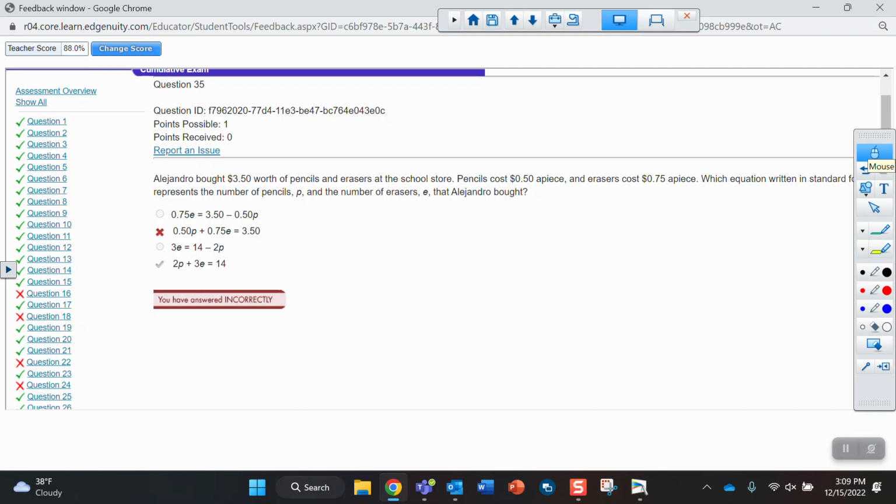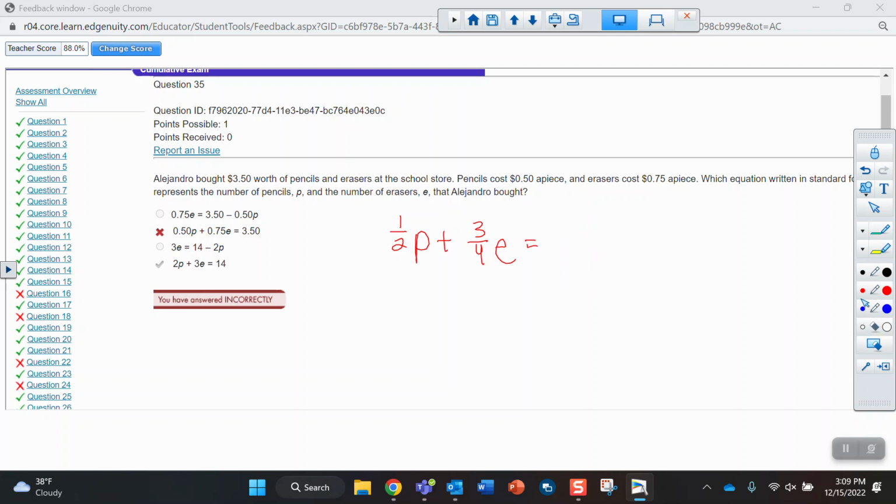And again, this is another one about standard form. And so really the key here is that we can't have fractions, and decimals can be written as fractions. So what they've done is they've just gone through and multiplied this equation, it looks like, by 4 again. If I write this using fractions, it would be 1/2 p plus 3/4 e equals 3.5. 3.5 is the same as 7/2.